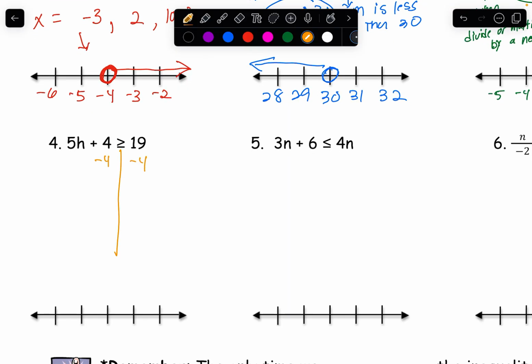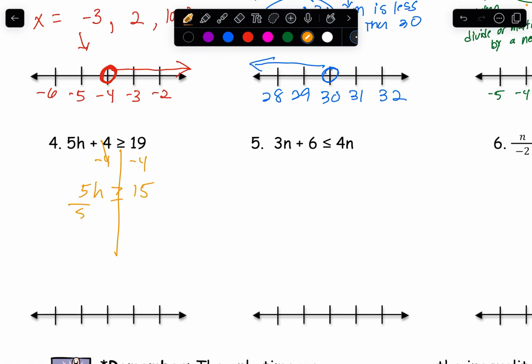So we're going to subtract 4 from both sides. We're going to undo the add/subtract first. We're going to bring down the 5h is greater than or equal to 15. Notice I subtracted 4. I did not multiply or divide by anything that is negative there, so I don't need to flip the symbol.